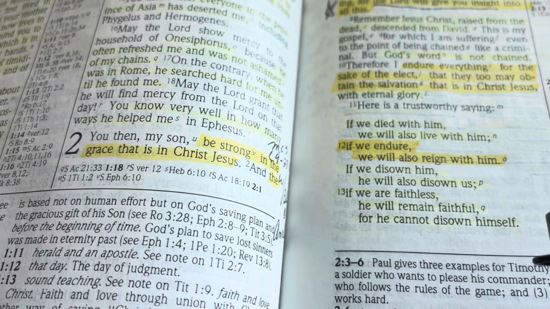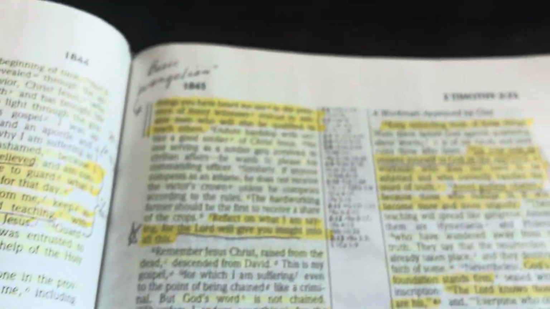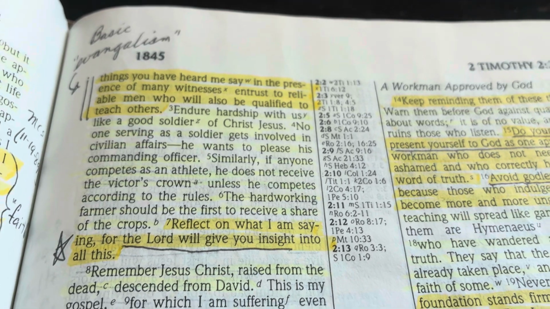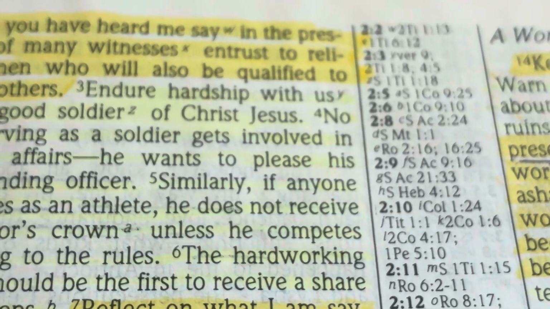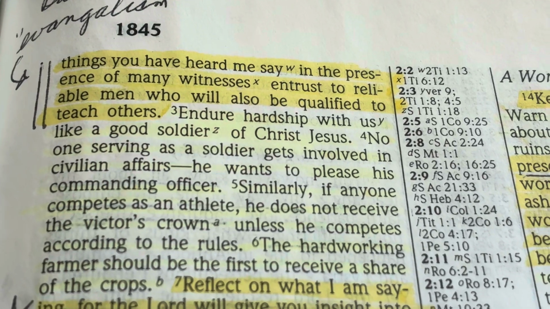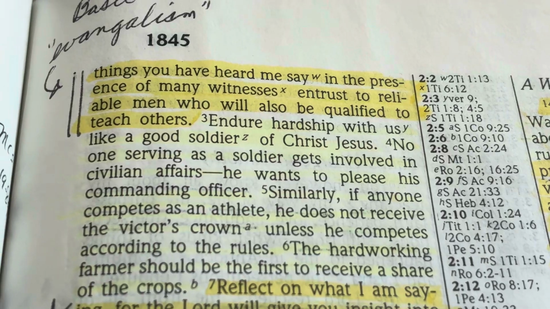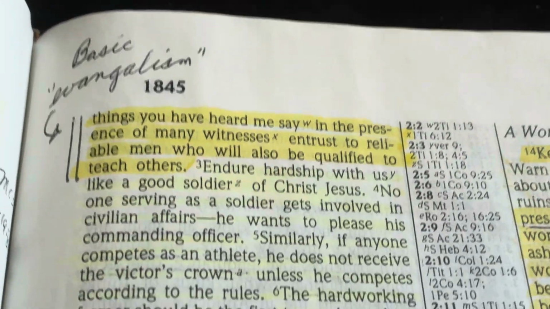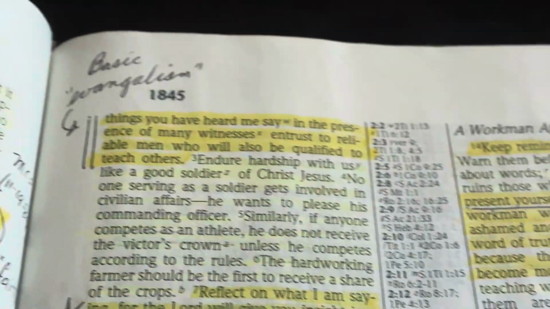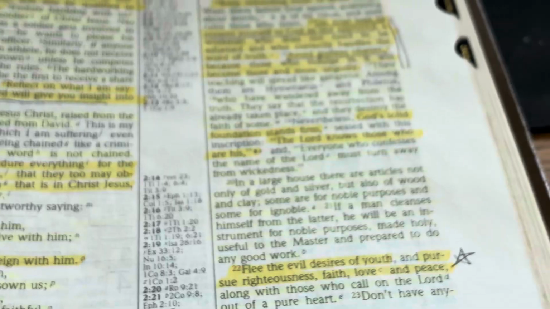You then, my son, be strong in the grace that is in Jesus Christ, and the things you have heard me say in the presence of many witnesses, entrust to reliable men who will also be qualified to teach others. Then he made the note of basic evangelism. So I'm guessing that he kept his notes short and simple.